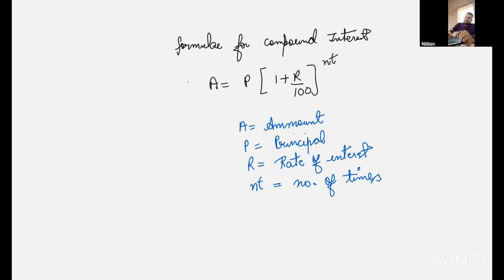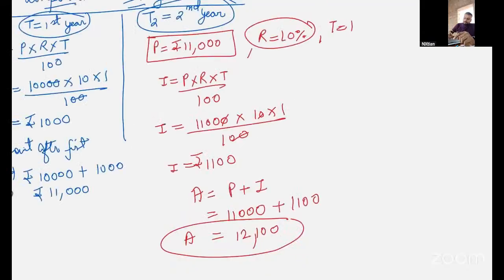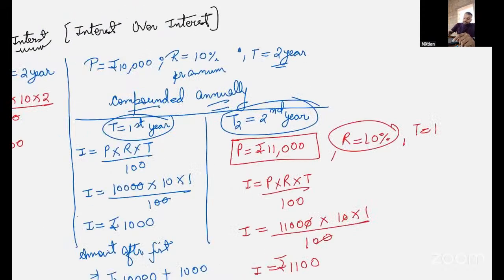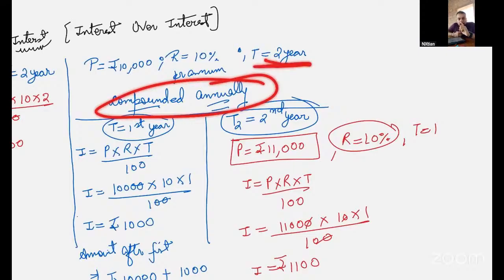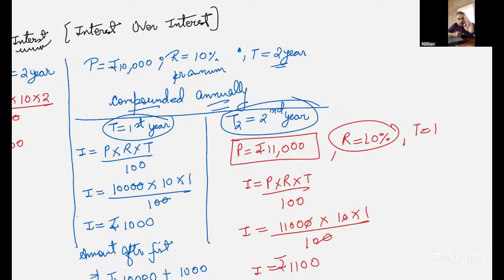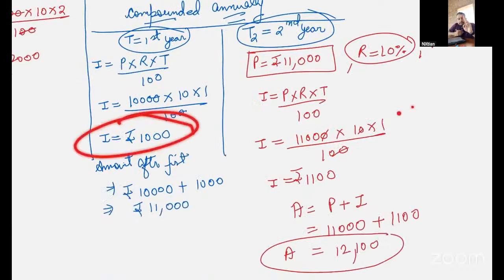Okay. Now if I will take this case, it was compounded annually. Okay. And how many years was there? 2. So what will be the value of NT? What will be the value of NT? 2. How it become 2? Because we have to calculate the interest 2 times. One time and then 2 times. Did you understand?